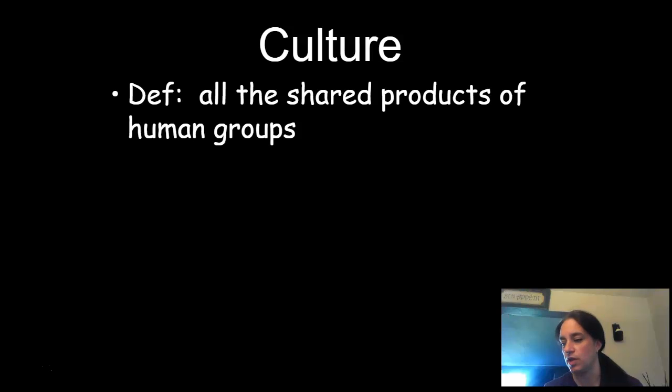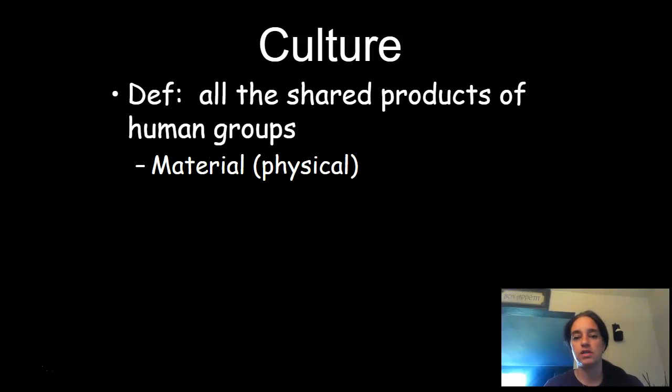It lets us know what we should eat, what we shouldn't eat, how to spend money, how to behave, how not to behave in certain situations, etc. Literally everything we do is defined by our culture. So we can divide culture into two really large groups. You have your material culture, which is anything that is physical: books, cars, buildings, clothing, your laptop, your phone. Anything that you can touch is material culture.